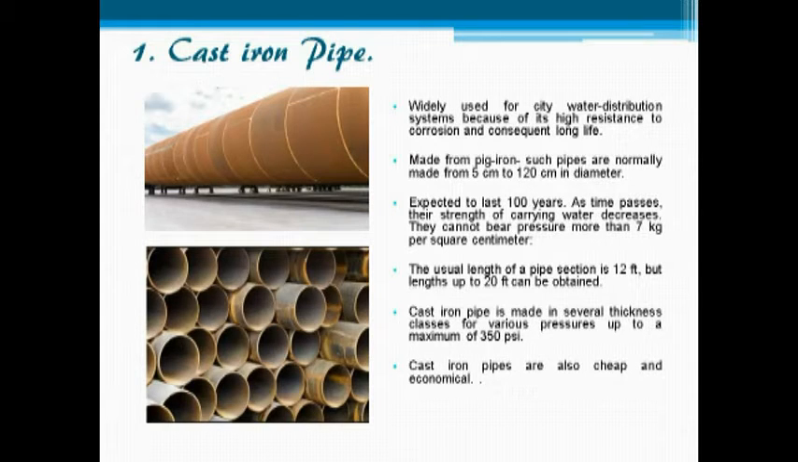Cast iron pipe is made in several thickness classes for various pressures up to a maximum of 350 pounds per square inch. It is usually dipped in a bituminous compound for protection against corrosion and to improve its hydraulic qualities. Larger sizes may be provided with a lining of cement mortar. Cast iron pipes are also cheap and economical. These pipes can be joined easily and can be cut and bored easily too.